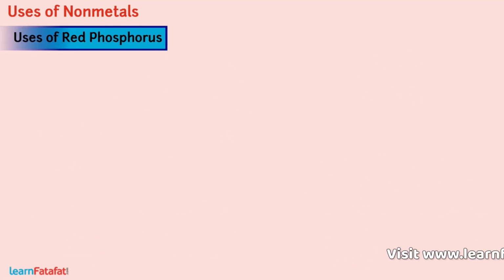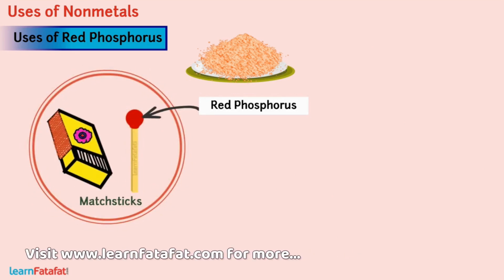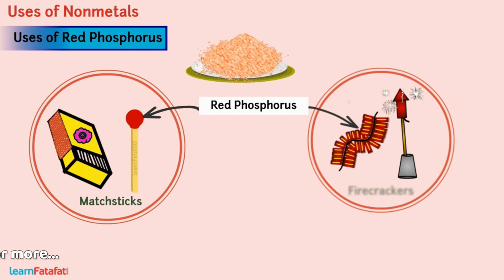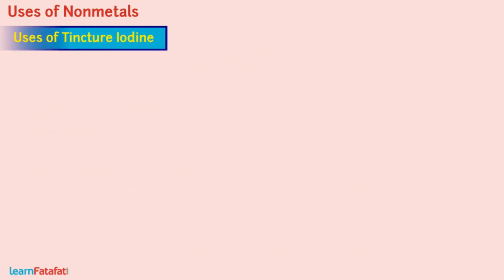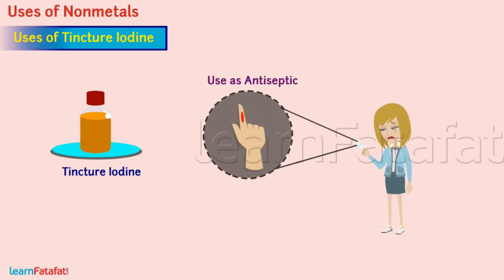Uses of red phosphorus. We all know that red phosphorus is used for making matchsticks. Also, it is used in firecrackers. Uses of tincture iodine. It is a solution of iodine in alcohol. It is used as an antiseptic and helps in healing of wounds.